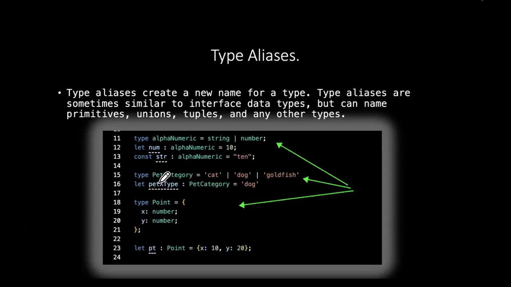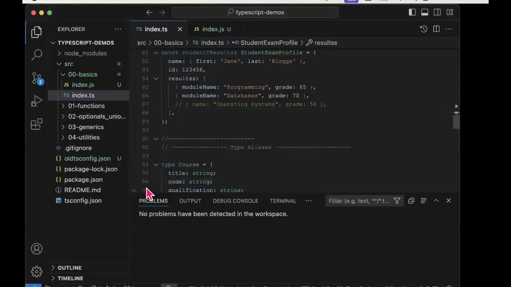Here I'm declaring a variable. Its type is pet category, and I'm assigning it dog. And from the compiler's point of view, that's acceptable because of what I've set up here. So as I said, there are use cases for both union types and type literals. I'll come back to those two things again later on. We'll revisit them. Let me just check, is there anything in the source code?